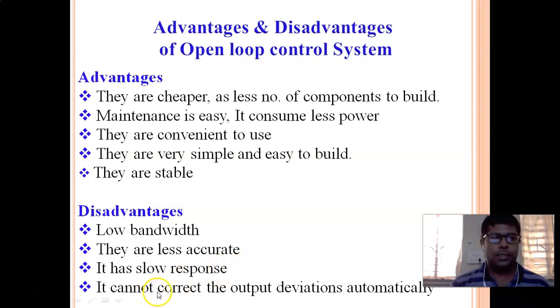The last one is that it cannot correct the output deviation automatically. I already explained, suppose some kind of disturbance is added in the control system, in the controller at the time of applying a reference input, or at the time of passing the controller output to the process. If the output is altered, then there is no automation to correct that output back to the previous one. So I would say this is an important disadvantage of open loop control systems.